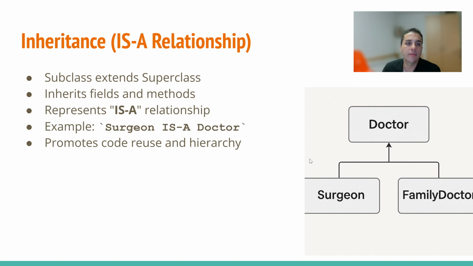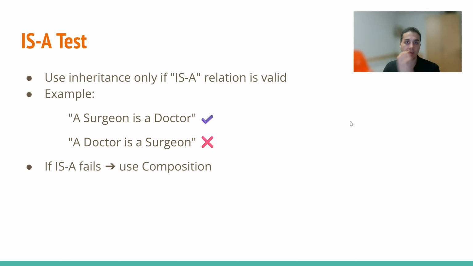In this example, we have a surgeon, which is a doctor. We have a family doctor, which is also a doctor. But when you have a doctor, it doesn't mean they are necessarily a surgeon or a family doctor, because surgeon and family doctor inherit from doctor. We have an is-a test, like the previous example. A surgeon is a doctor, but a doctor is not necessarily a surgeon.